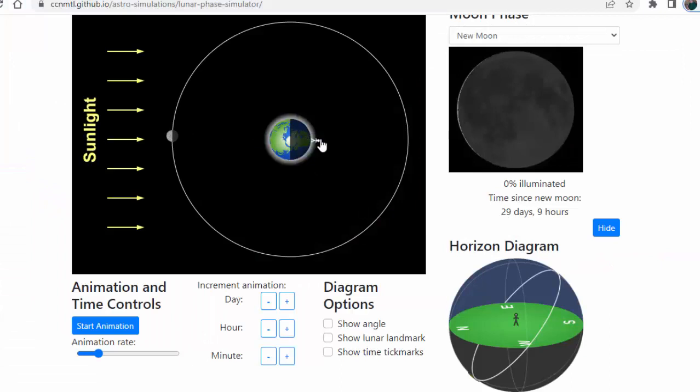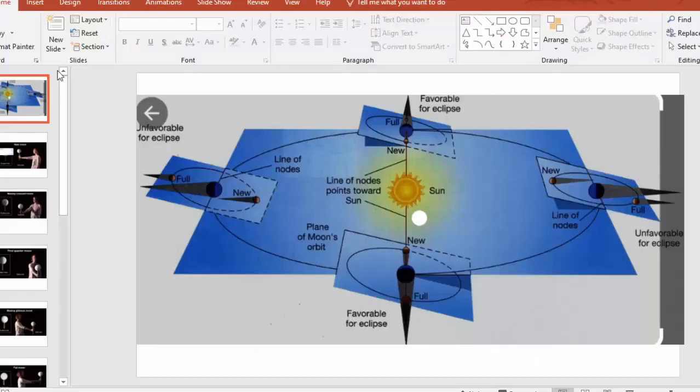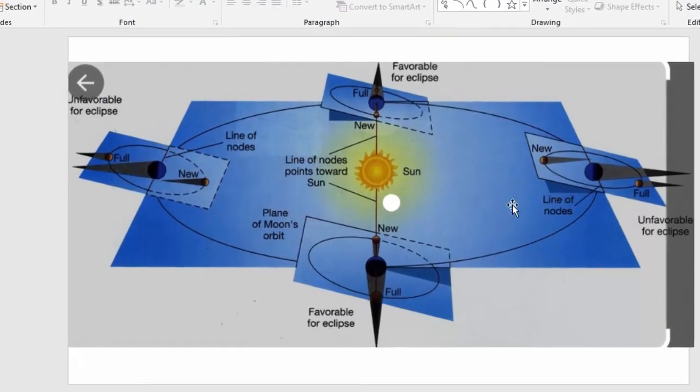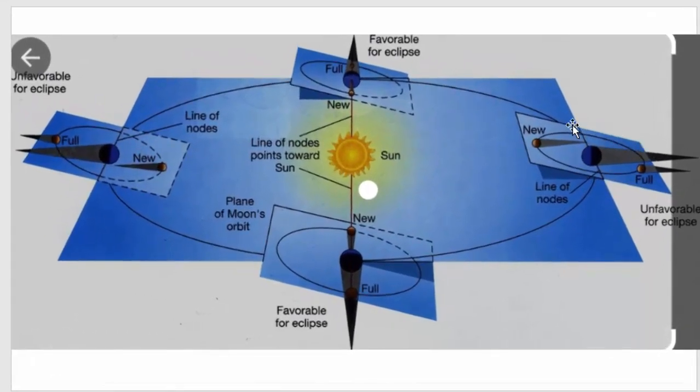If we look at the animation here, a new moon happens when the moon is between the earth and the sun. And here we have to note again that the moon is not exactly falling on the ecliptic plane. The ecliptic plane is the plane that contains the sun and the earth. Just to clarify this point, this is the plane that contains the earth and the moon. This is the moon here, and this is the earth. And this is the plane that contains the sun and the earth. This is the sun and this is the earth.